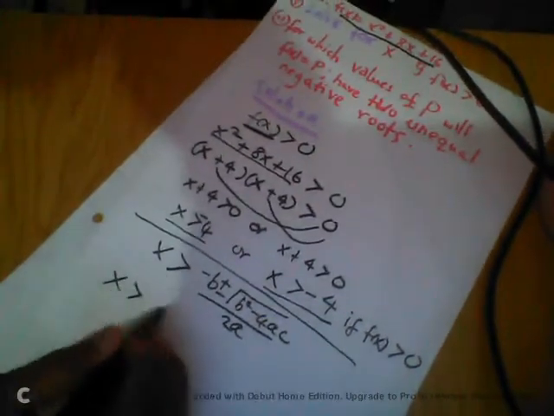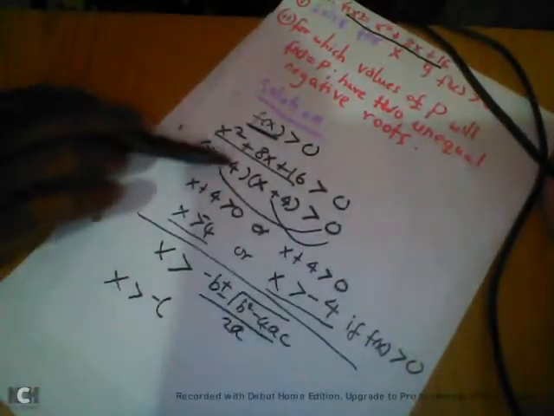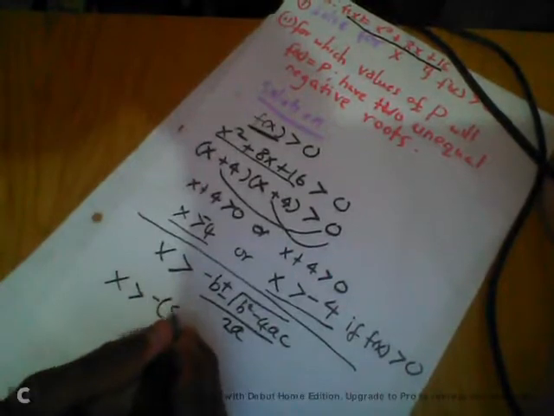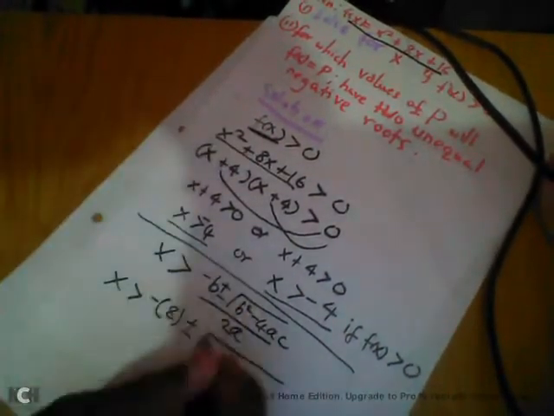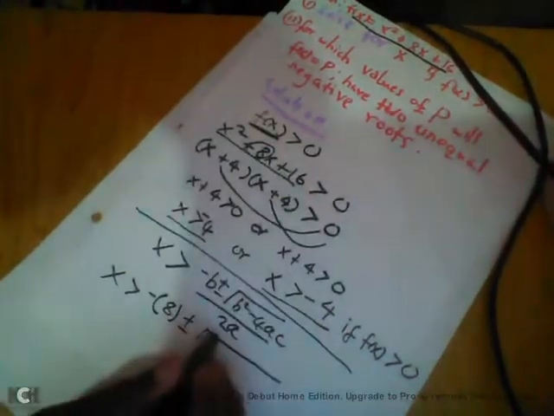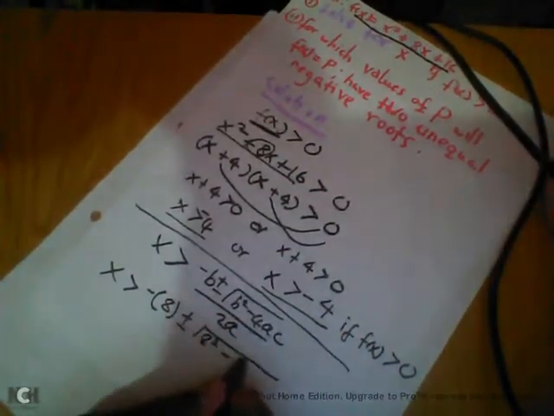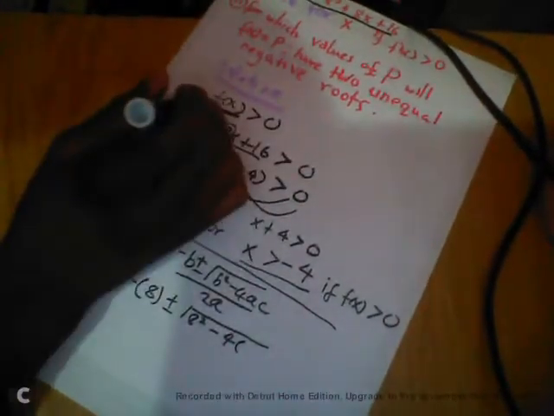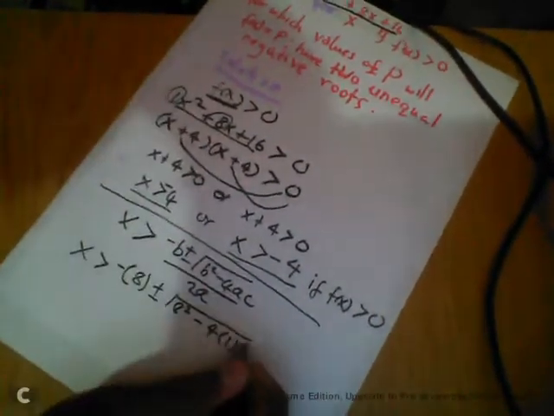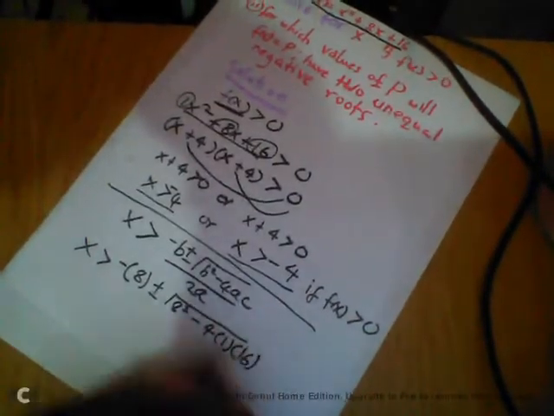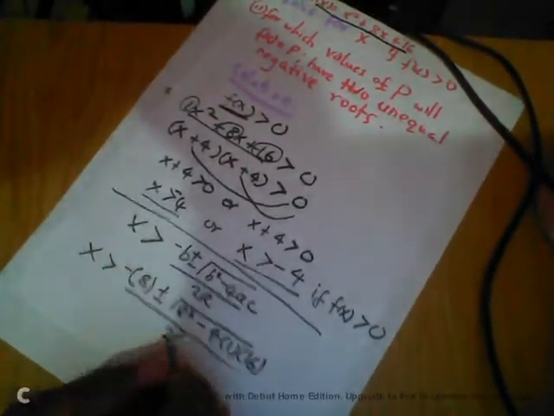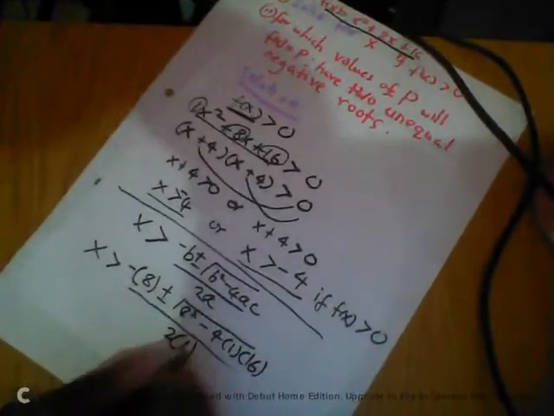So x is greater than negative b. What is b? b equal to positive 8. So we're going to say a there, plus or minus the square root of b squared minus 4 times a. What is a? a equal to 1 right there. 1 times c. Our c equals 16 right here. So 16, over 2 times a. What is a? a equal to 1.